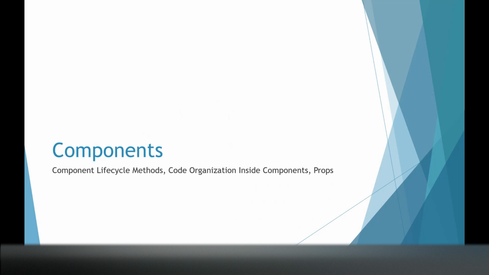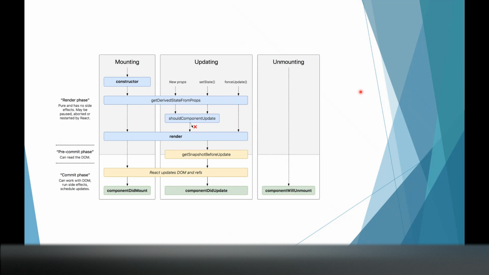Okay, so let's move on to the next section, the components. We'll go over the lifecycle methods, code organization, and passing props from parents to child. This chart goes over the different steps that a React component goes through. When it initially mounts, it goes through the constructor, which is where you'll initialize all the methods that will be contained within your component. It also contains the place where you can initialize your state for the whole component to be used.